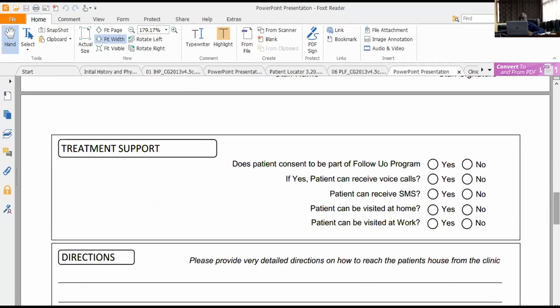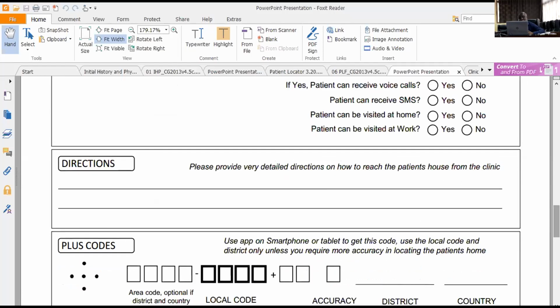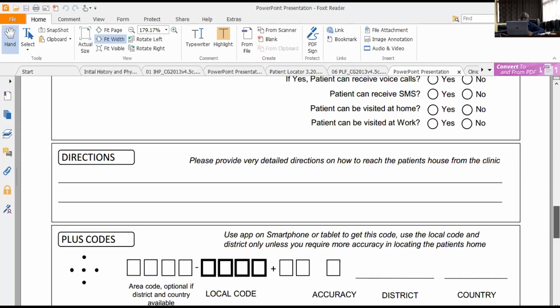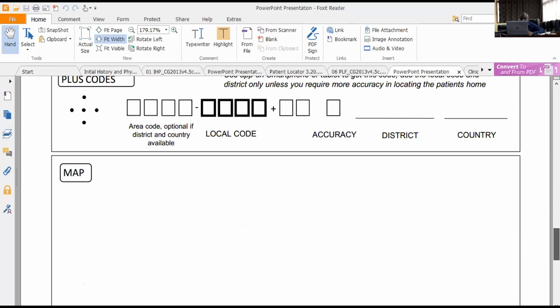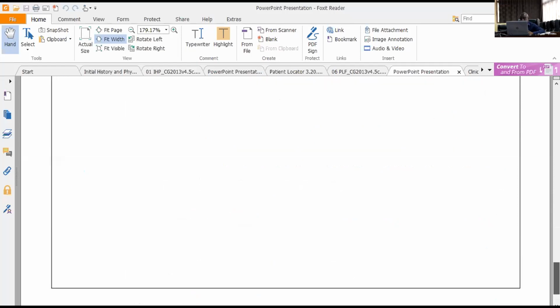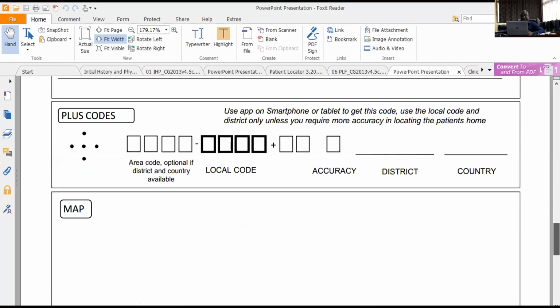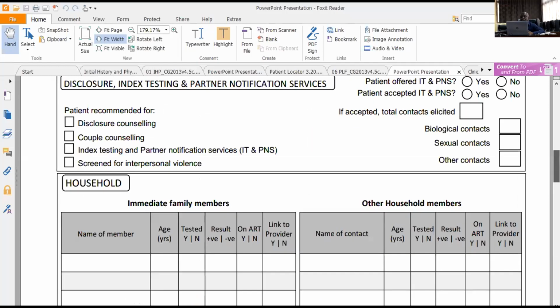Then you have the directions, like on the other form where we provide information on how to reach the patient's home from the clinic. Then they've added the plus code. This is an app on a smartphone or a tablet, which is going to help in the accuracy in locating the patient's home. So this is an app. Maybe Dr. Bosco might explain more on this one. Then you have the map that is drawn so that it's easy to locate this patient, as the name implies, that is a patient locator form.